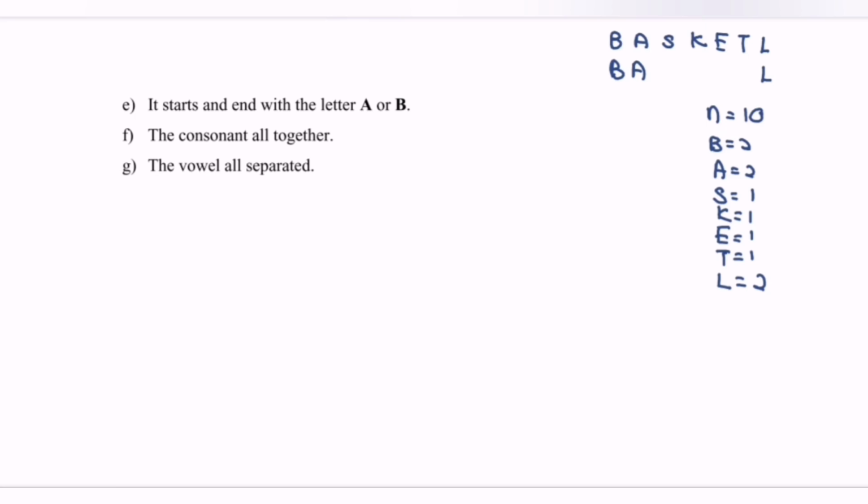So next, kindly focus on question E. It starts and ends with the letter A or B. So for this case, we have 10 boxes. So the situation says we have to start and end with the letter A or B. So that means that we have case 1, where we start or begin with the letter A and also end with the letter A. So that will be the first situation.